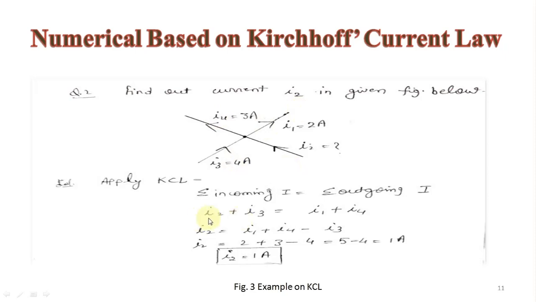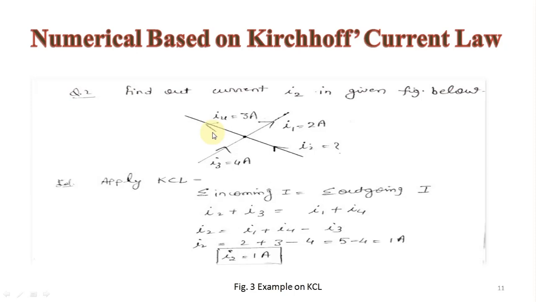By rearranging this equation, we may write I2 plus I3 is equal to I1 plus I4. As we want to find the value of current I2, I2 is equal to I1 plus I4 minus I3. By putting the values of these currents, it is 2 plus 3 minus 4. So we get the value of current I2, and the value of I2 is 1 ampere. So these are some numerical problems.